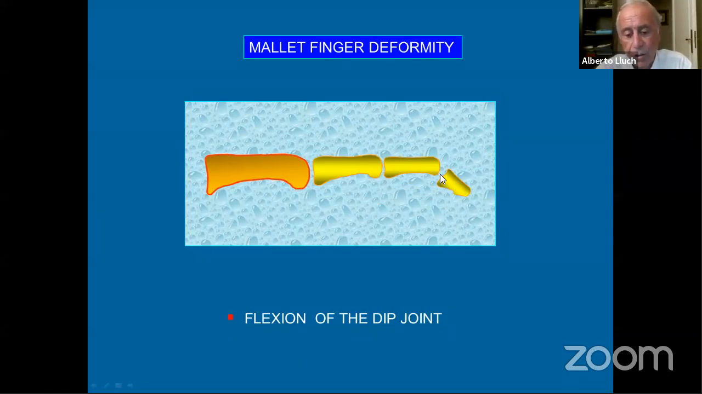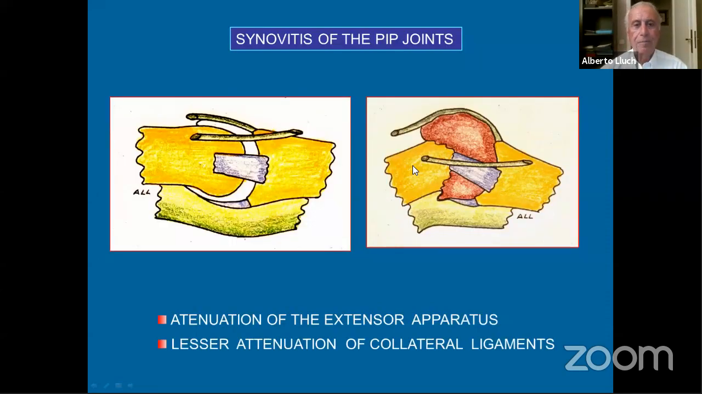It's just a flexion of the DIP joint, while the other two are in extension. Now let's look at the synovitis of the PIP joint in rheumatoid arthritis, because in trauma, as we said before, they're more straightforward injuries and easier to treat.